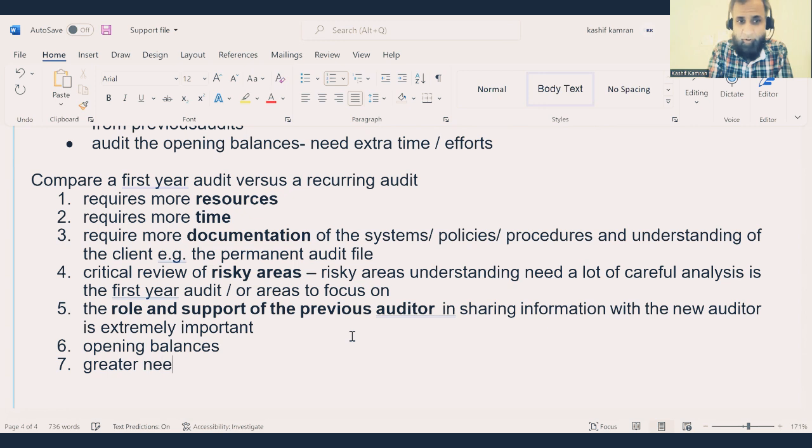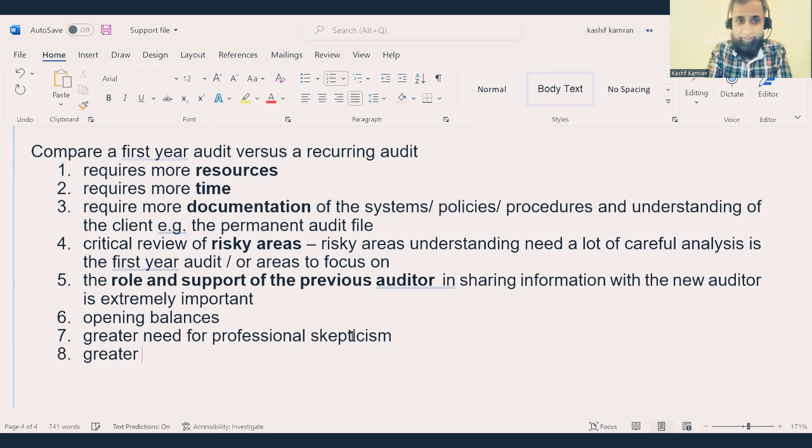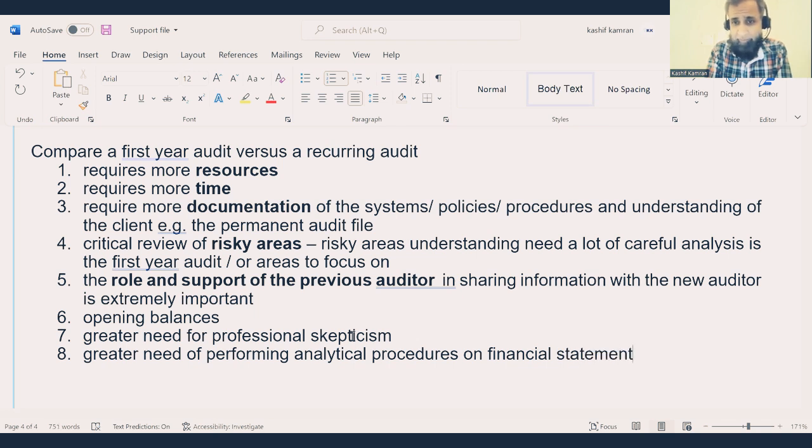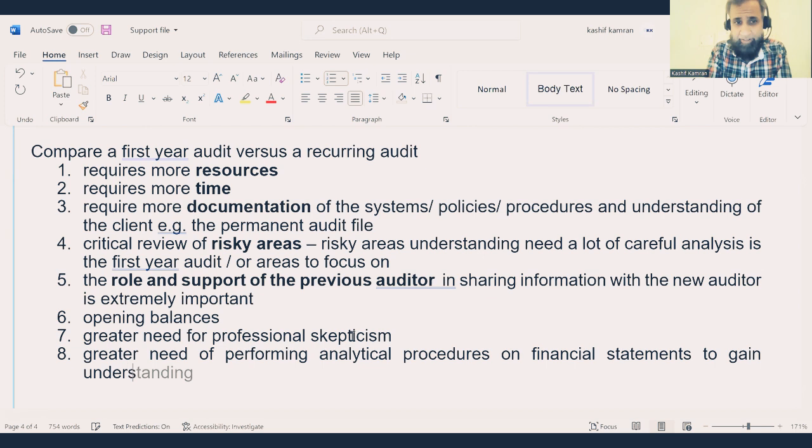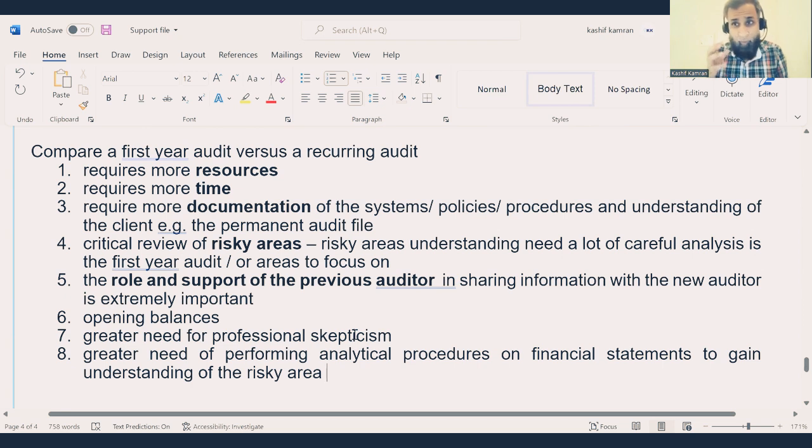A greater need for professional skepticism when you're performing the first year audit, and a greater need of performing analytical procedures on the financial statements to gain understanding of the risky areas. Even though you do analytical procedures in the recurring audits, there is a greater need of that in the first year audit, because you gain more understanding of the risky areas in the financial statements.